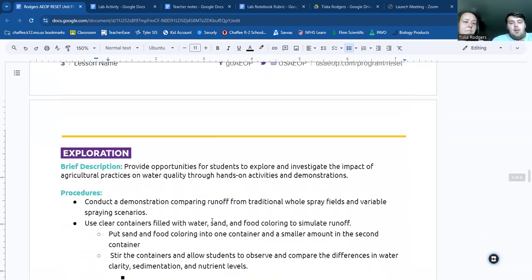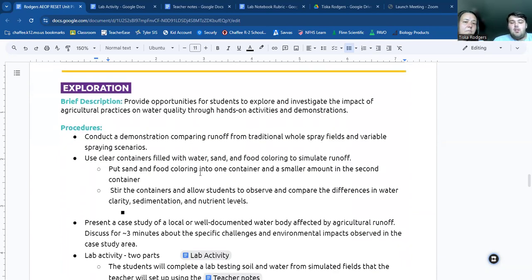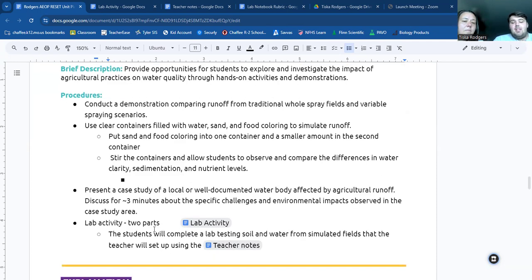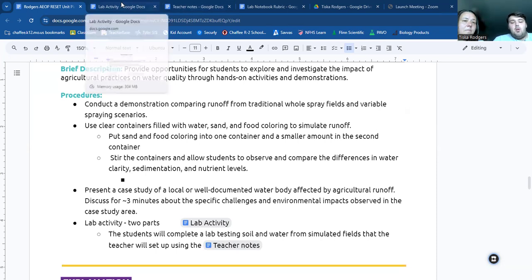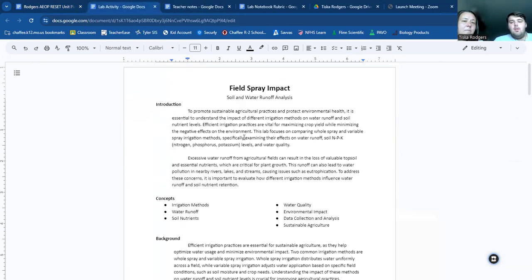After that, they can get some visual and hands-on understanding with the exploration, where we will have some containers made with sand, food coloring, and water to simulate runoff, to show how it spreads and the differences between the variable and the whole spray. We can introduce a case study of a local or well documented body of water. Talk about that, and then we have a lab activity we're going to do, which I have pulled up here for the students. It tells us everything that we're supposed to do.